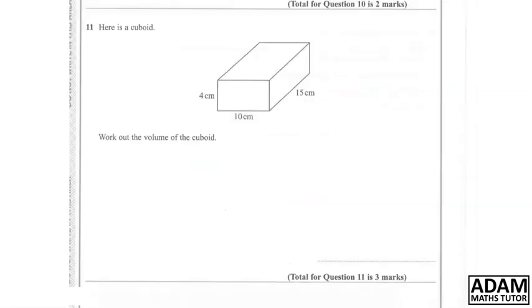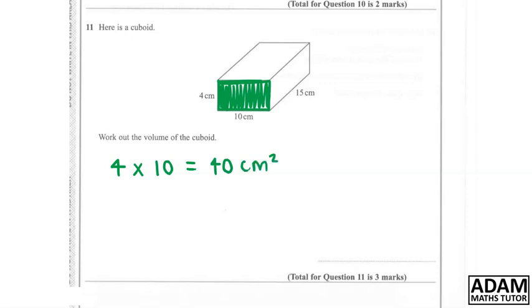Question 11. Here is a cuboid. Work out the volume of the cuboid. To find the volume of a cuboid or a prism, I first need to find the area of the cross-section, which is the face that appears throughout the whole of the shape. So 4 times 10 for the area of the rectangle would be 40 centimetres squared.